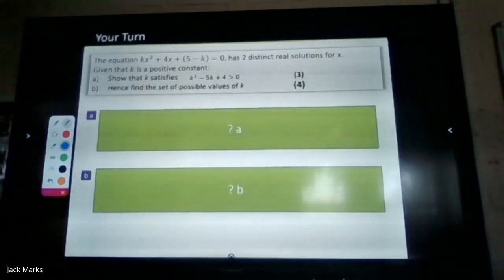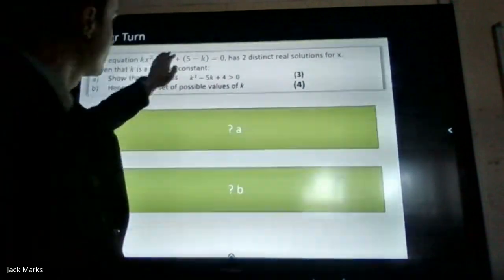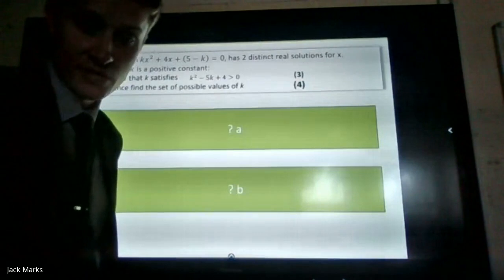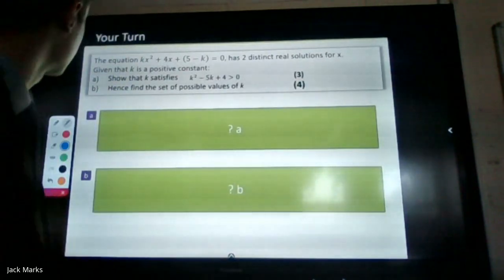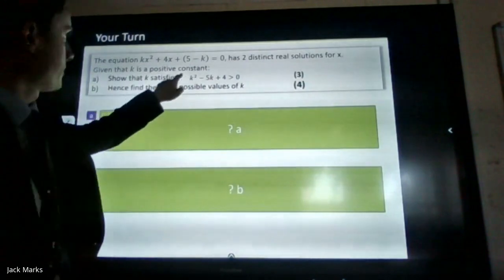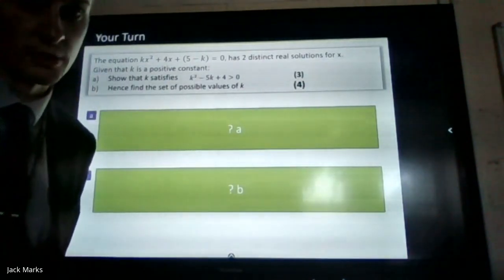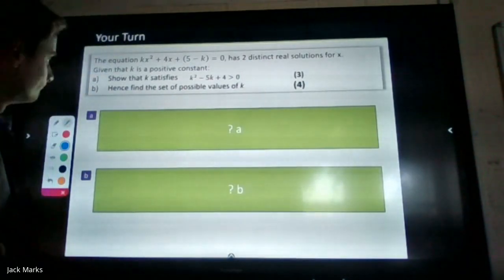Right, have a go now then for yourself. So this is all about using the discriminant. There's the equation, 2 distinct real solutions. That's a signal that you need to understand. You need to know exactly what that means. It's got something to do with the discriminant. And the first part is show this equation here, and the inequality sign is important, okay? It must be accurate. So pause the video and have a quick go at part A.